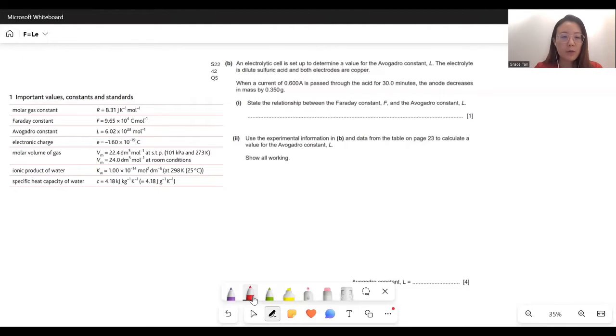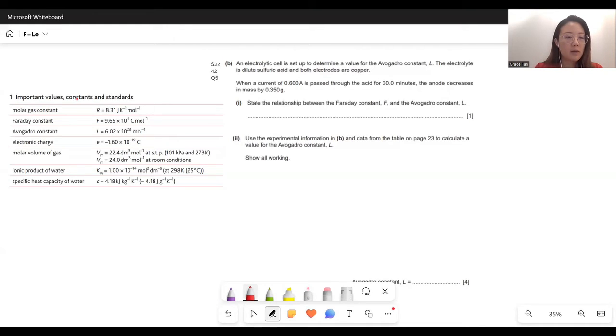In this video, we will be covering F equals to LE, where most of the time you're required to prove your Avogadro constant, which is L. Now, in your question paper, at the last few pages, normally your question paper will provide you with a table that contains the important values, constants, and standards.